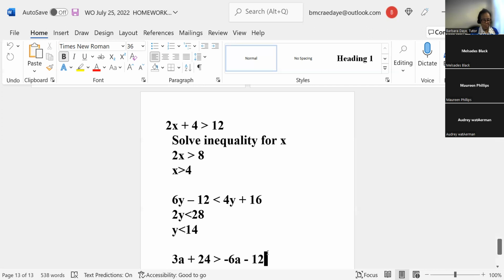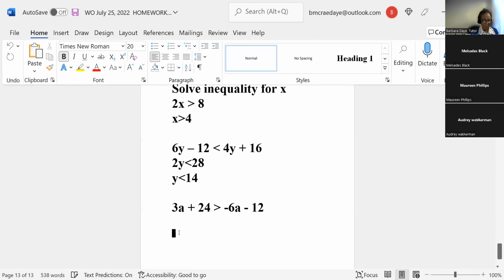Now Audrey will get this one all solved, but somebody else is going to give me the answer. So you need to get your a's together and your 24 and your 12 constants together. Is the answer 12, Miss? You said 12? No, it's not 12. Oh wait, let me see if I made a mistake. 24 and 12. Let's see. Watch your signs.